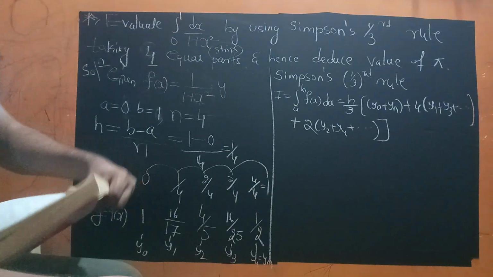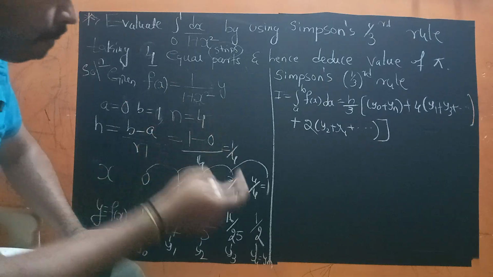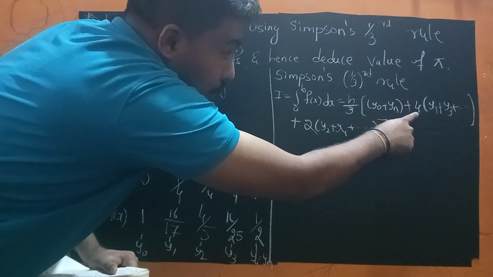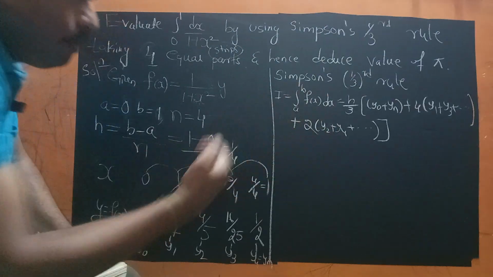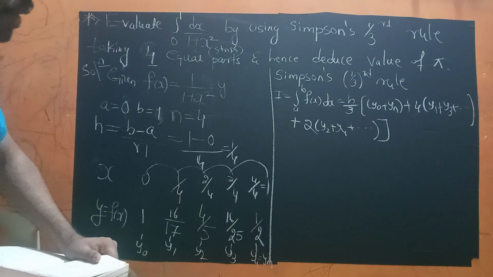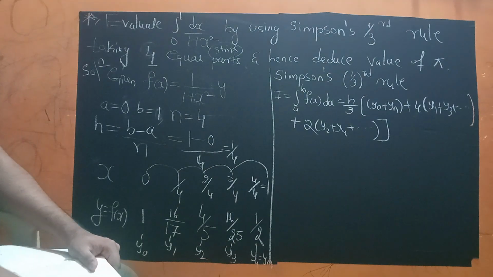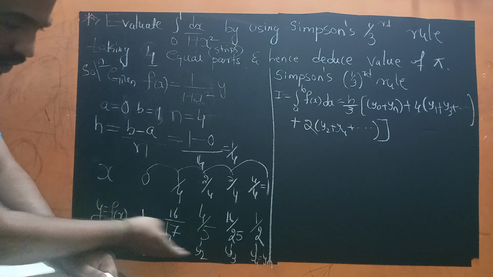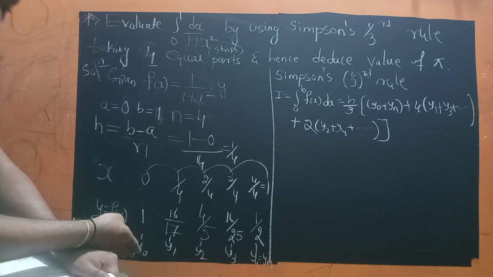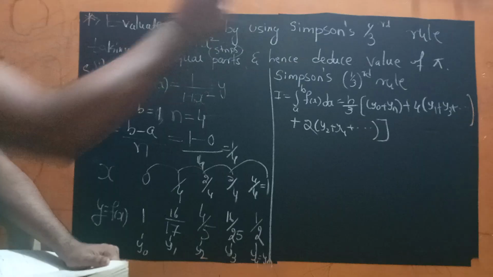So in the introduction part I have explained this clearly. Here, 4 into odd multiples of y we are supposed to write, 2 into even multiples of y we are supposed to write, h by 3 (y0 plus yn). See, this is the general formula I have written. Now, as per the values of y, we have to rewrite this.